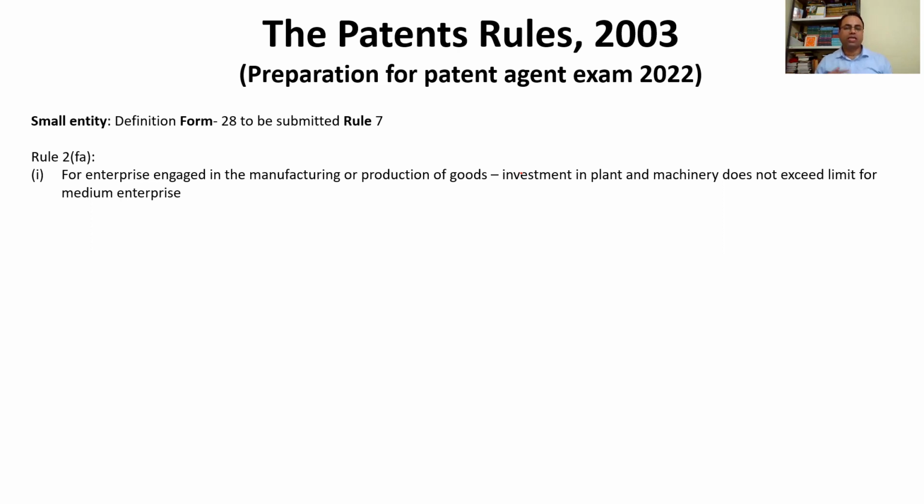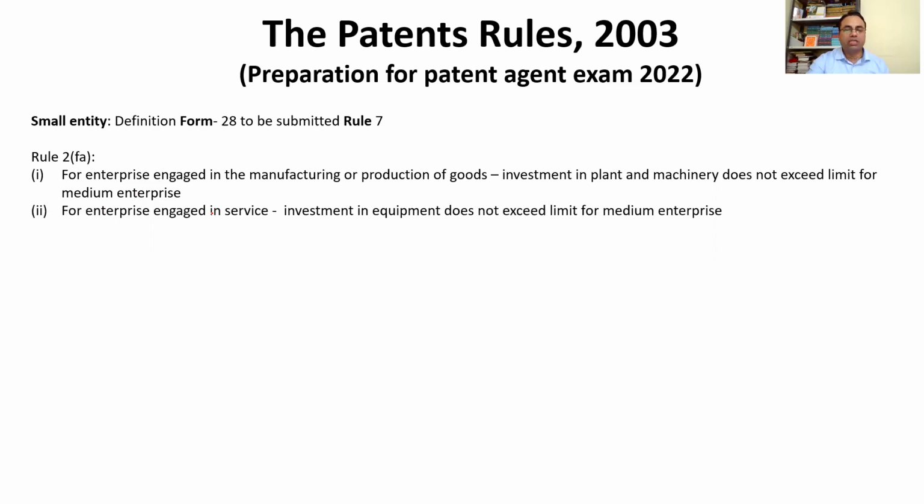And they are exactly asked in the examination also. And sometimes you need to write a short description also. In paper 2 also this is asked. So for an enterprise engaged in manufacturing or production of goods, investment in plant and machinery does not exceed the limit of a medium enterprise. For an enterprise engaged in service, investment in equipment does not exceed the limit of a medium enterprise. Startups, rule 2FB, again Form 28 to be submitted, rule 7.